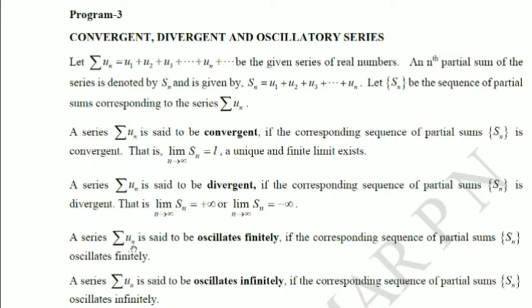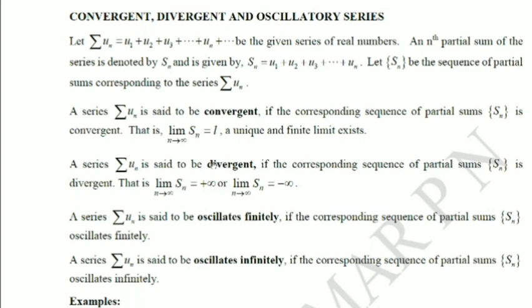A series summation un is said to oscillate finitely if the corresponding partial sum sequence Sn oscillates finitely. That means the limit of this Sn oscillates between two finite values. A series summation un is said to oscillate infinitely if the corresponding sequence of partial sums oscillates infinitely. That is, the limit as n tends to infinity of Sn oscillates between plus infinity and minus infinity.